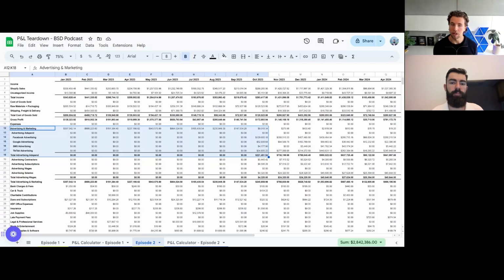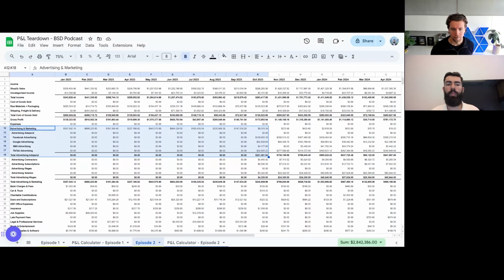I've seen that multiple times on clients' P&Ls where a month looks like it blew out of proportion, but it was just because they put 40K into influencers as a test and it wasn't reflected. Or they gave away $30,000 in product to a few sports teams and it wasn't reflected. And so it's always important to have as much detailization as possible in that advertising and marketing line item for sure.